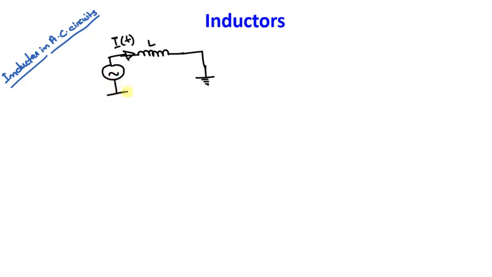The other terminal of the inductor is connected with an AC source. Okay. Let's say this is V of t. Fine. So as this is an AC source, I of t will also be varying, right? So as this I of t is changing, this inductor will also try to oppose the flow of I of t through it.